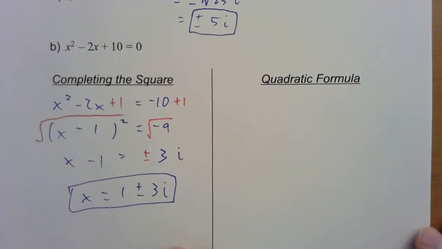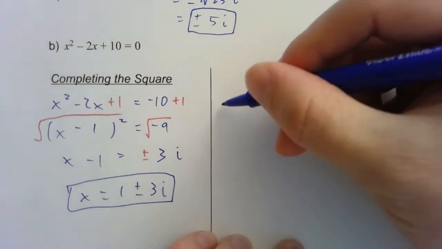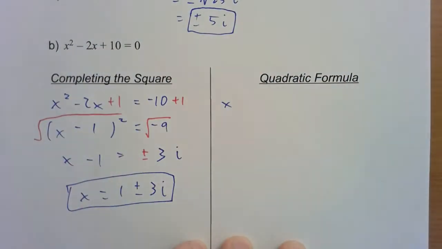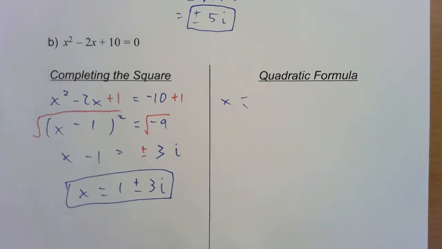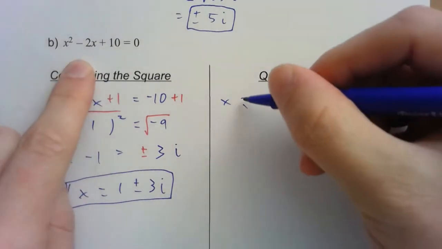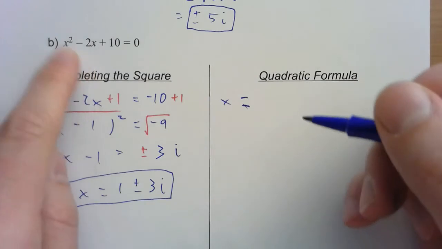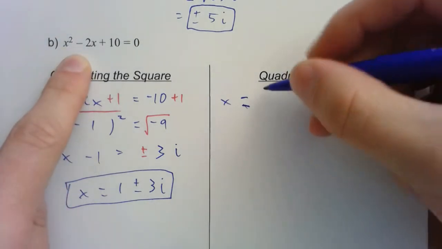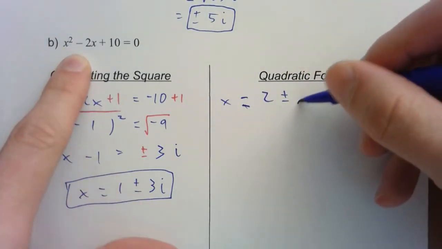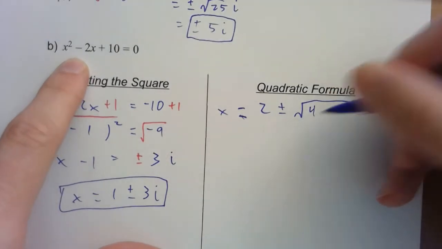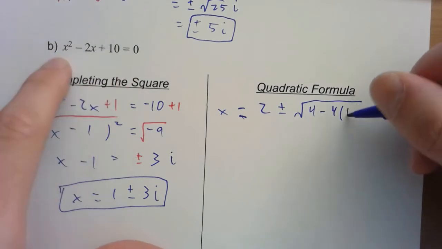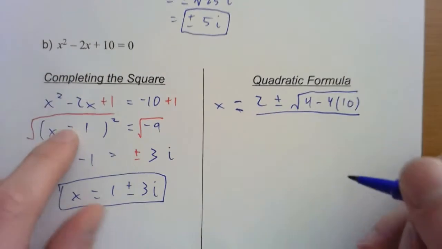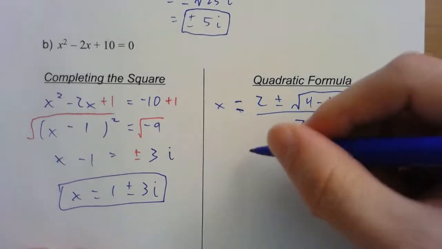I can also do the quadratic formula if I don't like completing the square, or if this problem were a little bit uglier, then I wouldn't want to do completing the square. So we've got quadratic formula: x equals the opposite of b. Since it's not negative b, it's the opposite of b, right? Since b is already negative, opposite of the negative is positive. Plus or minus the square root of b squared, which is 4, minus 4 times ac, 1 times 10 is 10, all over 2a, so all over 2.